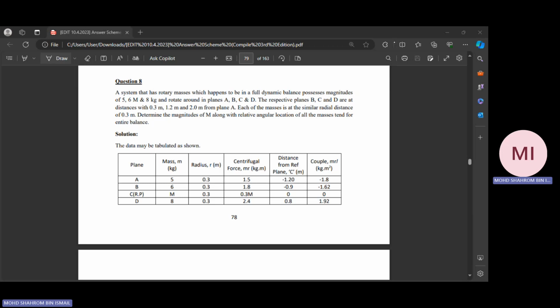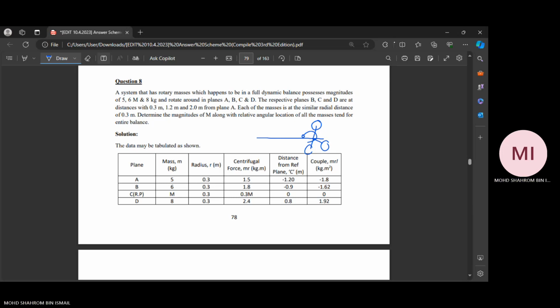Okay, basically, let me recap first. Previously in topic 4, we did balancing of mass. Let's say we have a shaft, and we're going to have a balance mass around the plane, the angle of the shaft itself, where it circulates around the shaft. That means it rotates around the plane of the shaft.